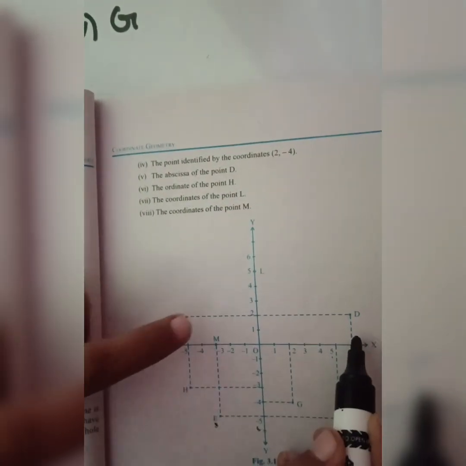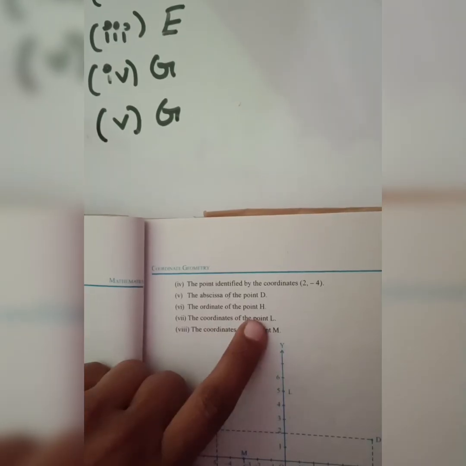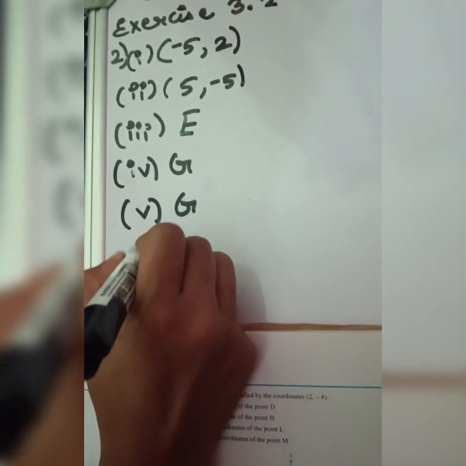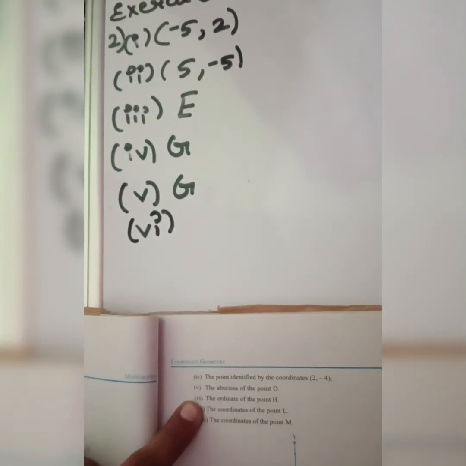Fifth one, the abscissa of the point D. Abscissa means the x value, which is 6. Sixth one, the ordinate of the point H. Ordinate means the y value. The value of y is -3. Seventh question, the coordinates of the point L.